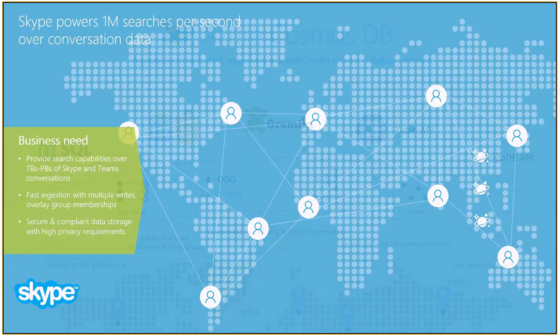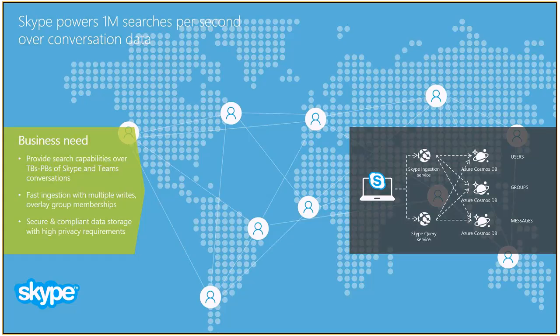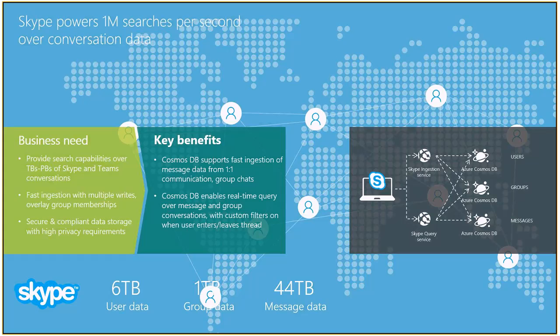So let us cover a few of the use cases. We have Skype, just to give an example, who store a lot of data across Teams and Skype itself, in terms of both the ingestion as well as a lot of heavy querying. It is a globally distributed system. We support almost 44 terabytes of message data, about 1 terabyte of group data, and 6 terabytes of user data. These kinds of workloads or sizes are very difficult to get with normal databases. And since it is globally distributed, they get the advantage of providing a low latency experience to their users.